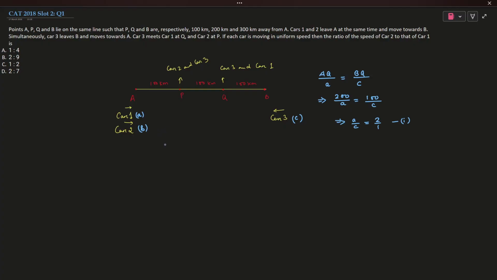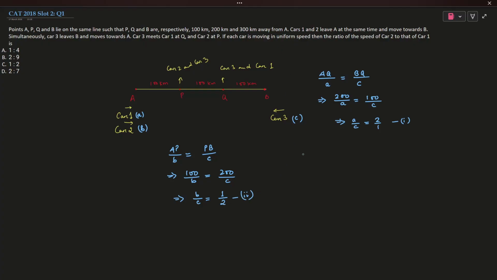What is the distance for car 2? It is AP with the speed of B. Similarly, car 3 is traveling a distance of PB with the speed of C. AP is 100 by B is equal to 200 by C. From here, B by C is 1 by 2. This is my second relation, right?